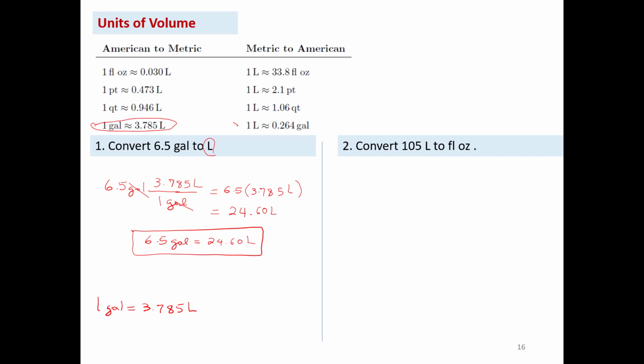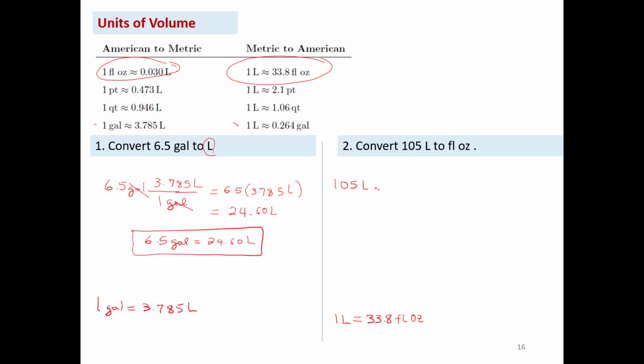The next one is to convert 1.5 liters to fluid ounces, and we have two options. We can use this conversion factor, or we can use this conversion factor. Yes, we can use either one. Let's use this one. 1 liter is about 0.8 fluid ounces. And let's use the conversion factor to solve this problem.